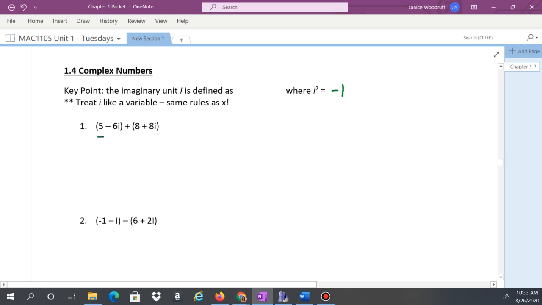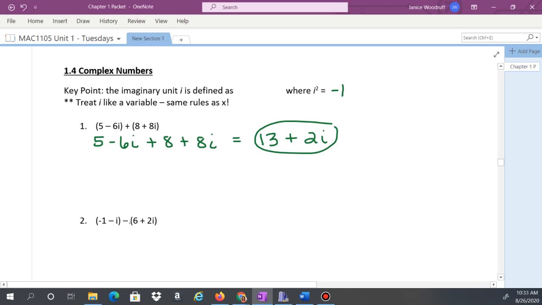So here I would just drop the parentheses. And then I can add 5 plus 8. That would give me a 13. And then I have -6i plus 8i would give me a positive 2i. Okay, and you always want to put i at the very end. So the number term will come first, and then the i term will come last.